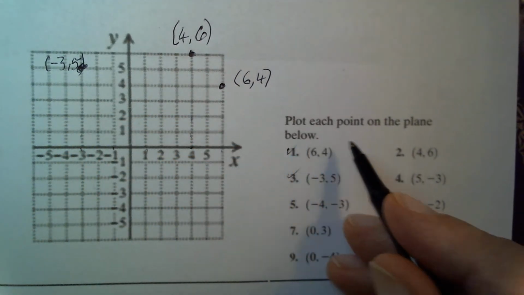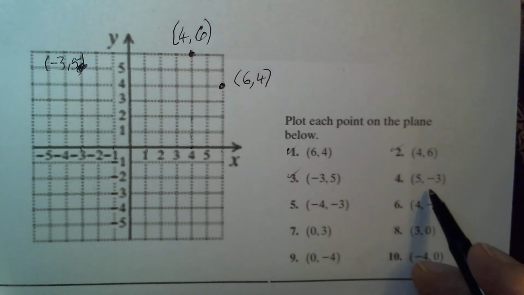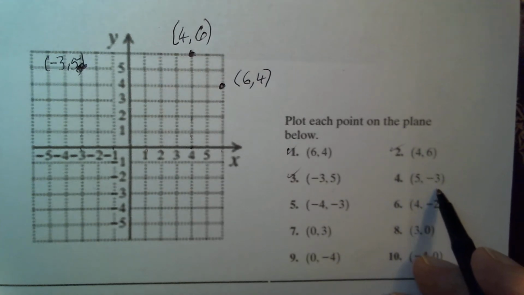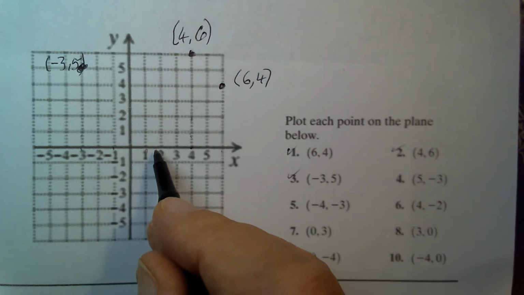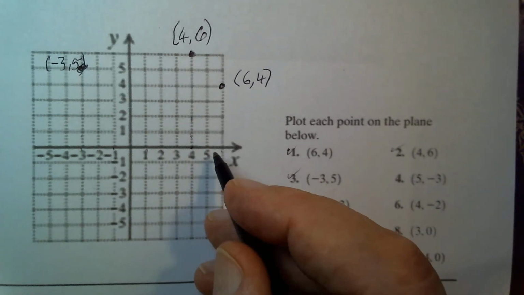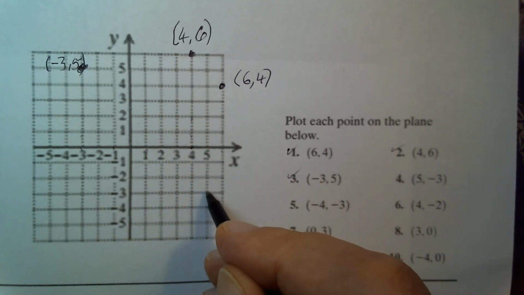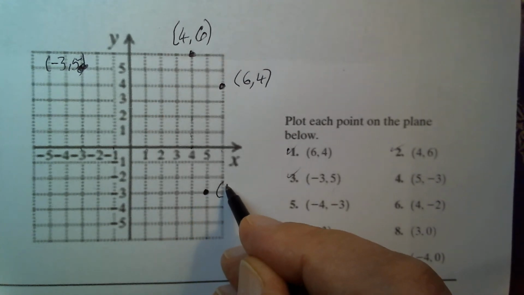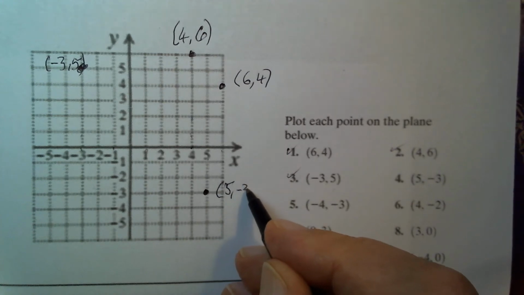So got this one here. And then 5, minus 3. So that means first we go 5 to the right and then 3 down. So 1, 2, 3, 4, 5. So the minus 3 indicates go down, minus 1, 2, and 3. So this point has coordinates 5, negative 3.